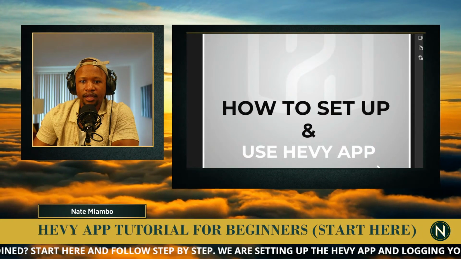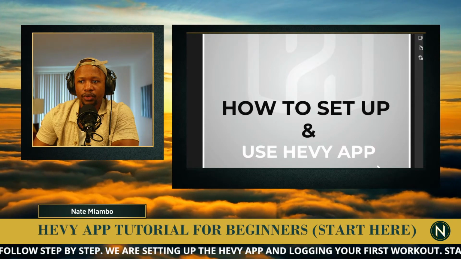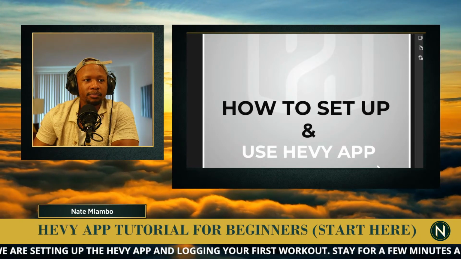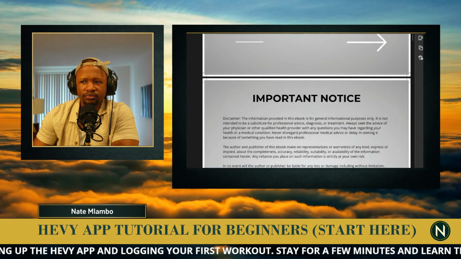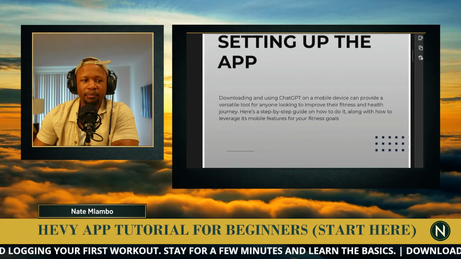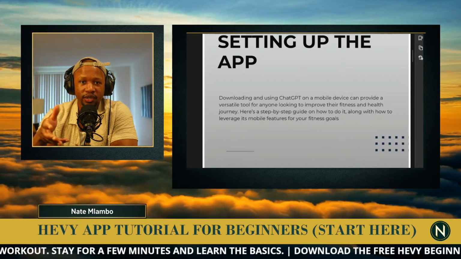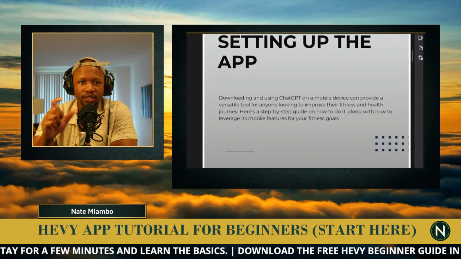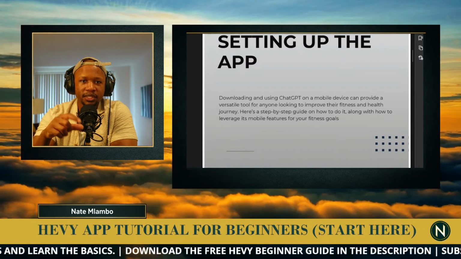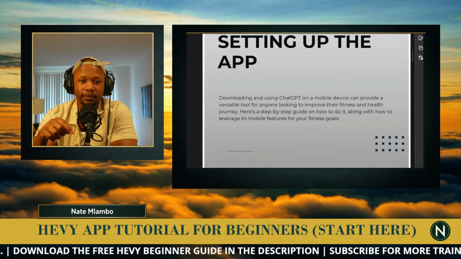So, how to use Heavy. This is the Heavy app. So with Heavy, we are setting up. First of all, we have to download the app, right? So you have to download the app, and you can also download ChatGPT. If you already have ChatGPT, that's great because you can also sync the two apps. And once you sync them, you can actually have ChatGPT help you build workouts inside Heavy.